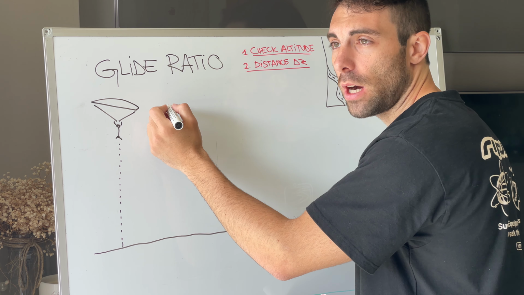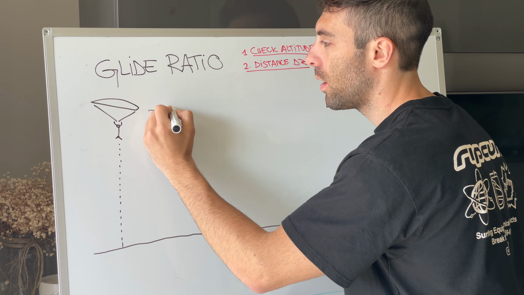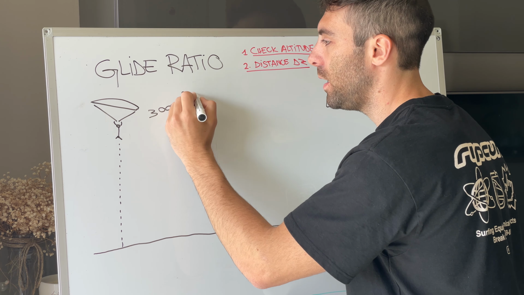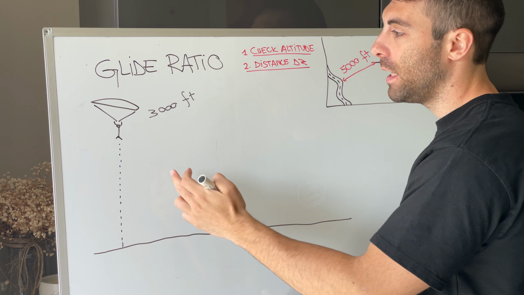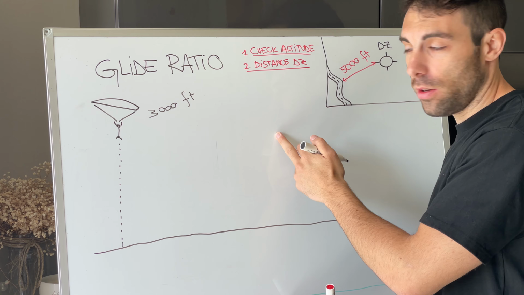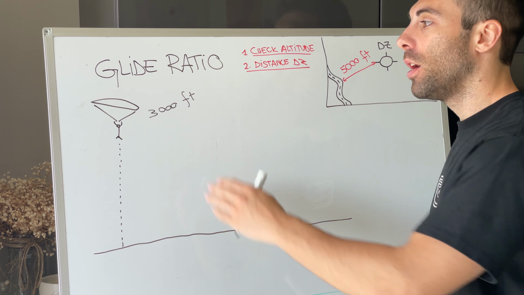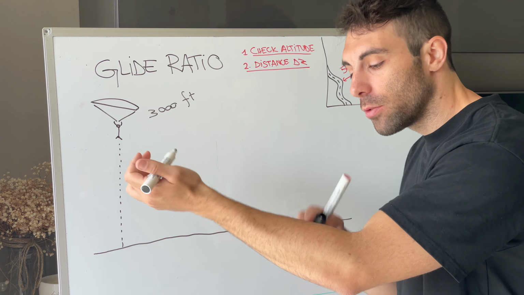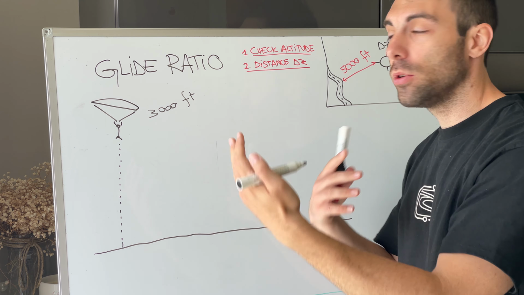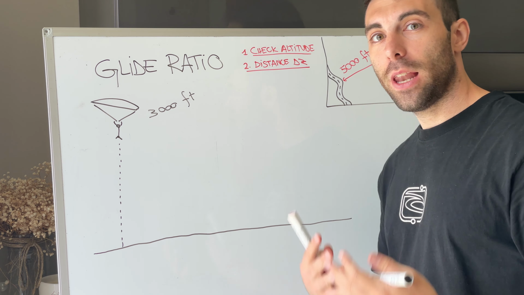Let's assume that you are at 3,000 feet, all right? So 3,000 feet is your altitude. And how much distance can you travel with this kind of altitude? It's really simple. You've got to take this number that you can read from your altimeter and multiply it by the glide ratio. It is as simple as this.